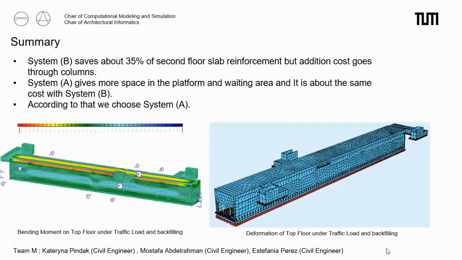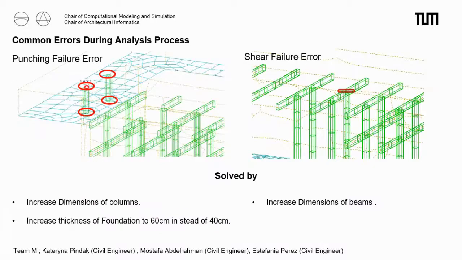At the left you could see the bending moment at the top floor under traffic load and backfilling. At the right, it's deformation under the same load case. For common errors I faced during analysis, punching failure error at some points at the exits, which is solved by increasing the dimension of the column in some cases. In another case I increased the thickness of the foundation. Another error is shear failure error, which is solved by increasing the dimension of the beams.